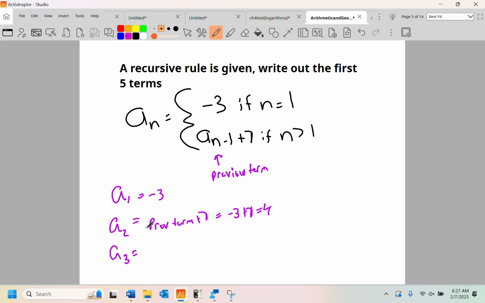A sub 3 is the previous term, which is 4. Add 7, which is 11. A sub 4 is the previous term, which is 11. Add 7, that's 18. And finally, a sub 5 is the previous term, which is 18. Add 7, 25. Easy peasy, lemon squeezy.